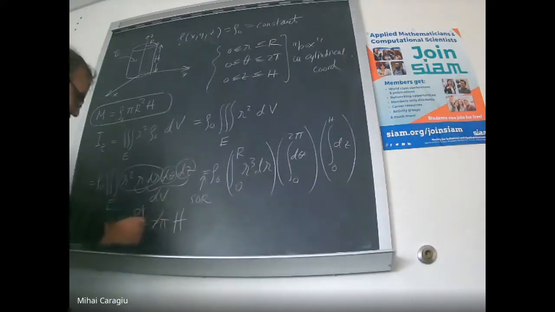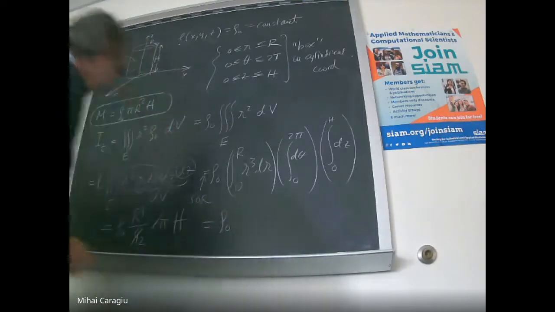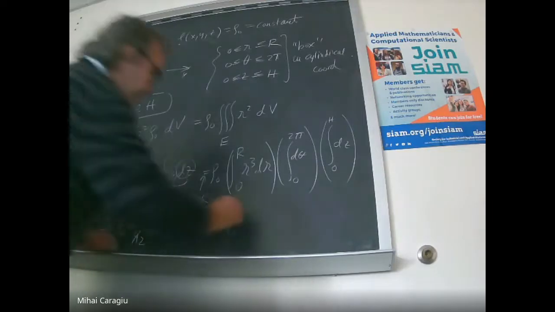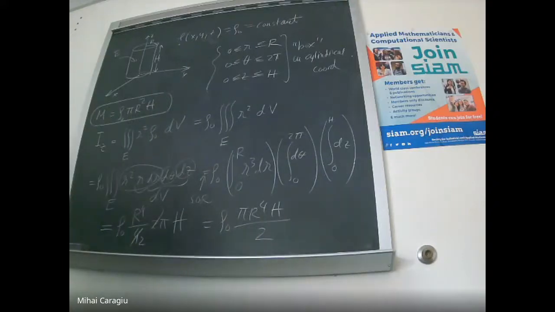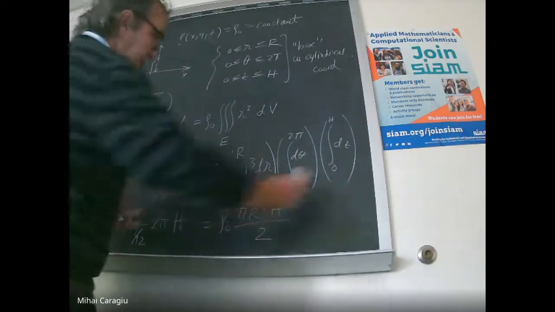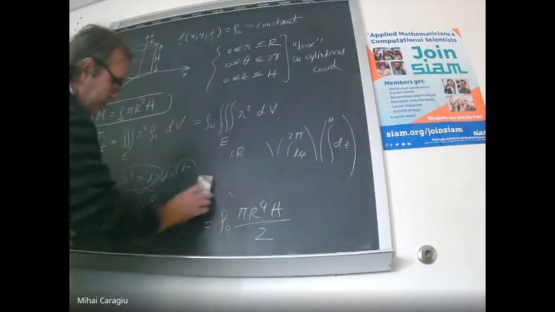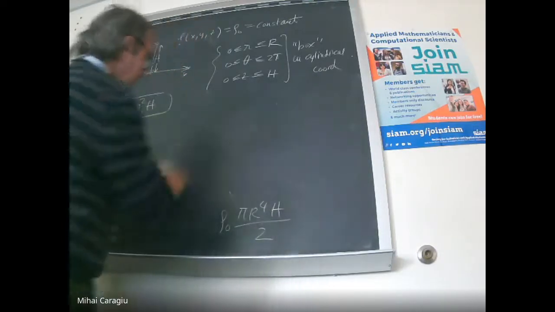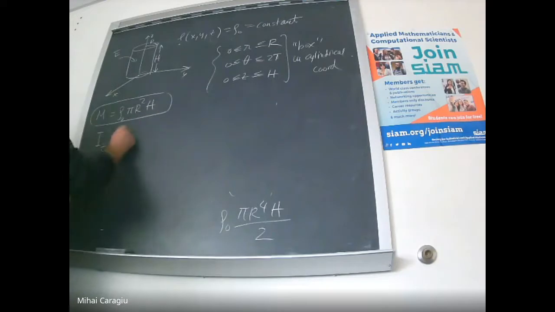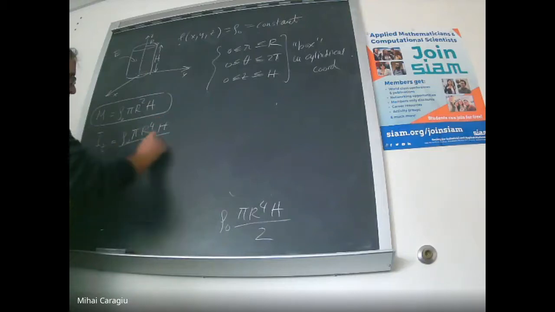So simplify the 2 with the 4, and I get a 2 at the bottom. So it's rho 0 times pi R to the power 4 h over 2. So that's the formula for the moment of inertia of the solid cylinder with respect to its axis of symmetry. But let's try to connect it with the mass. So let's erase the work and keep the result. I sub z turns out to be this one: rho 0 pi R to the power 4 h over 2.